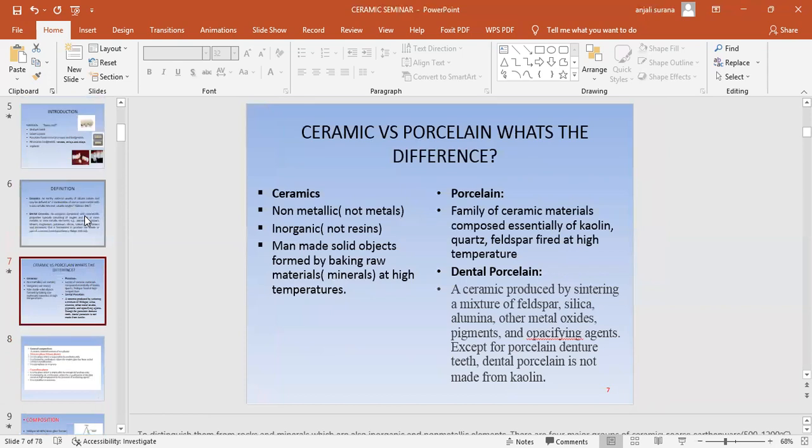Now, let us understand the difference between ceramic and porcelain. So ceramic is mainly non-metallic, inorganic, man-made solid objects formed by baking raw materials at high temperatures. And what is porcelain? It's a family of ceramic materials composed essentially of kaolin, quartz, feldspar fired at high temperature. Now, dental porcelain, a ceramic produced by sintering a mixture of feldspar, silica, alumina, other metal oxides, pigments, and opacifying agents. Except for porcelain denture teeth, dental porcelain is not made from kaolin.